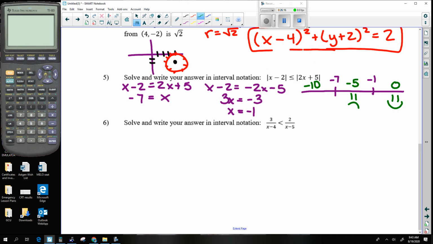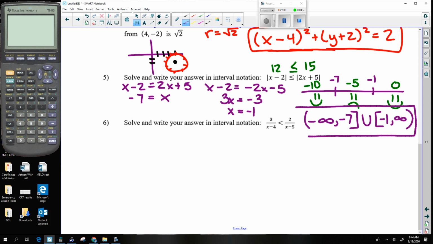All right, the last one, using -10. Putting it into the original, -10 minus 2 is going to be 12. -20 plus 5 is -15, thus this is 15. So 12 is less than or equal to 15. Yep, that is true. So what is my answer in interval notation? Where do I have smiley faces? I have smiley faces from -infinity to -7, and, with a U for union, -1 to infinity. That is my valid intervals where this will be true.